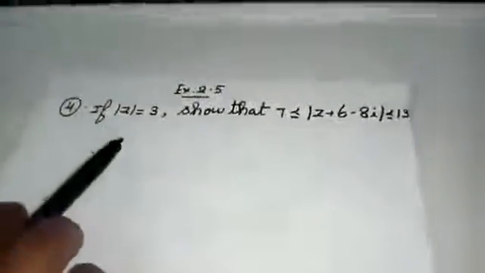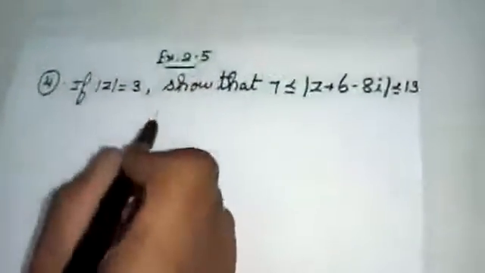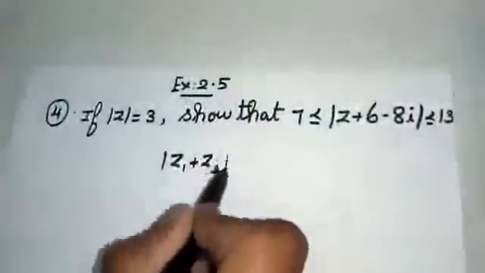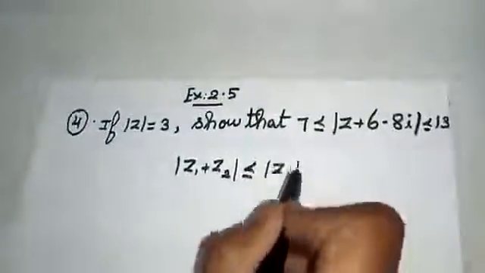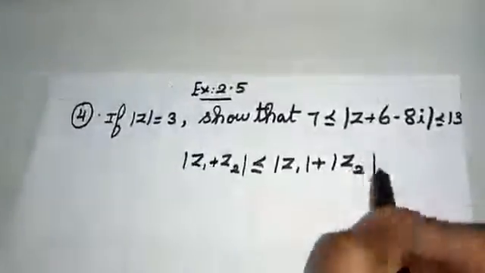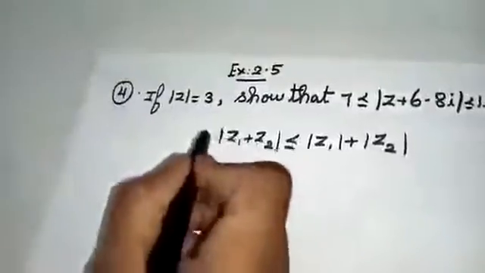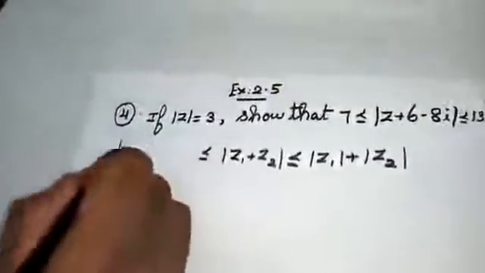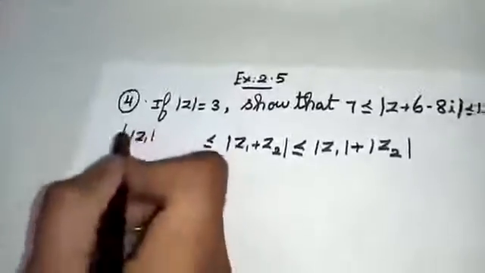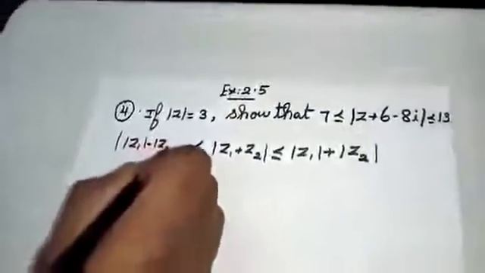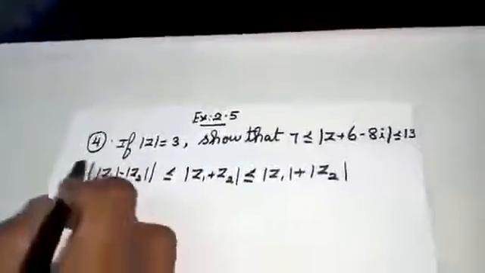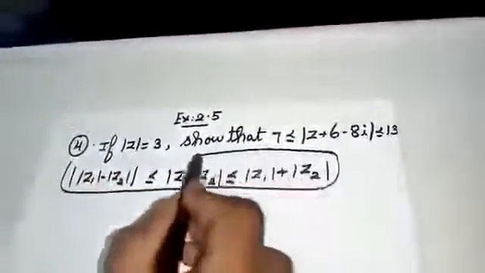If modulus of z equal to 3, show that they are asking you to show this condition. First, what I am going to do is I am going to use a formula here, students, that is modulus of z1 plus z2 is less than or equal to modulus of z1 plus modulus of z2. So what is the property, this one? This is known as triangle inequality. Before this, I am going to write another thing, that is modulus of z1 minus modulus of z2. Using this property, I am going to prove this sum.